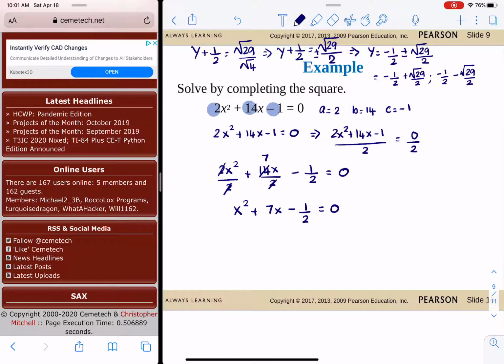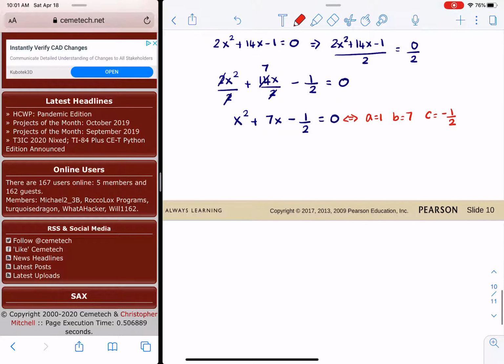Now the original equation turned into this equation where we will have a is 1, b is 7, and c is negative 1 over 2. So I can use the process of completing the square now. So I have x plus the box squared plus c minus the box squared equals 0. And what goes in the box? It is b over 2.